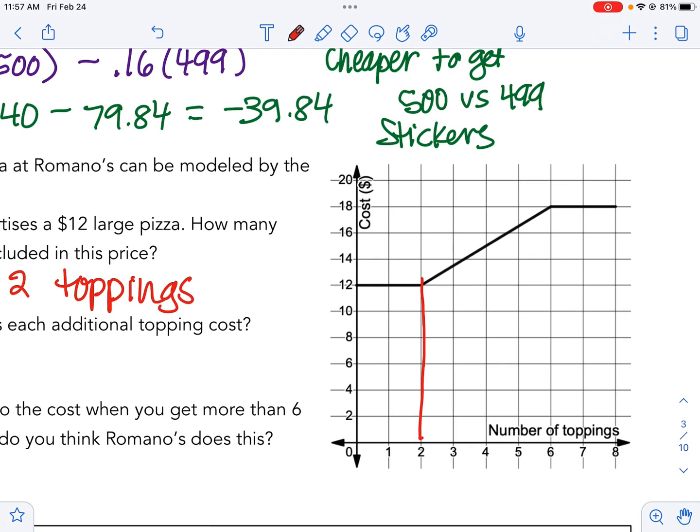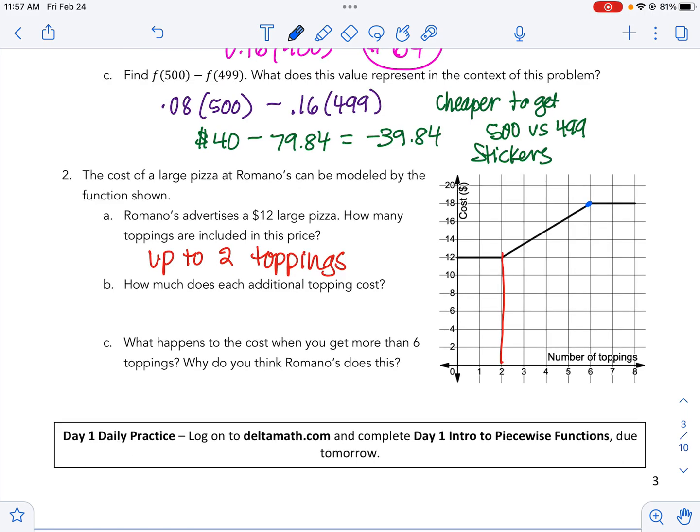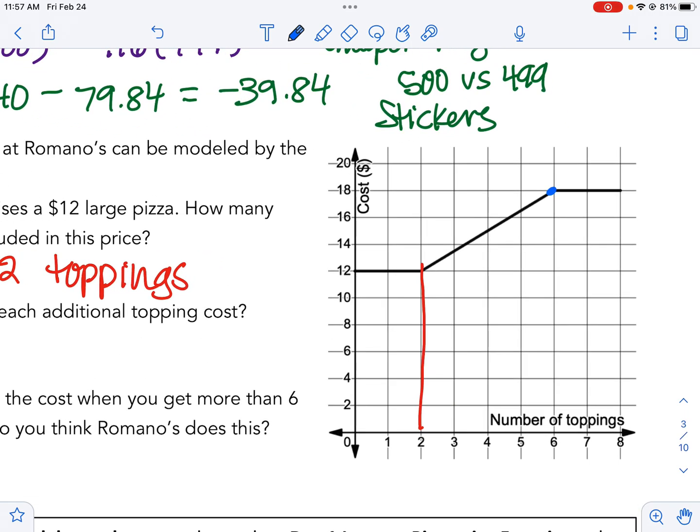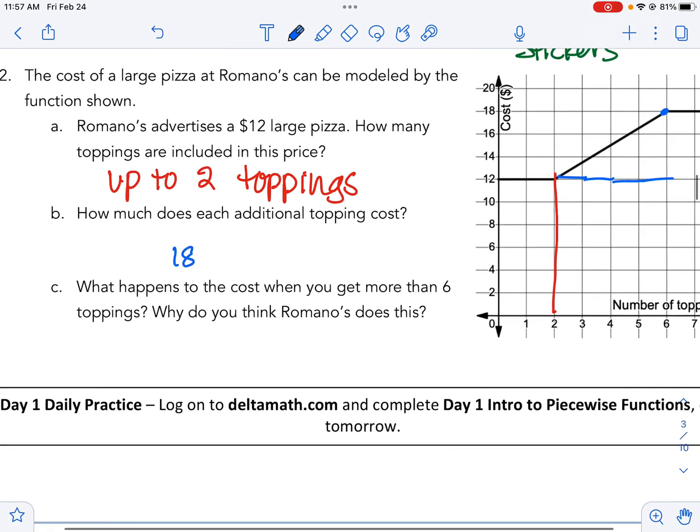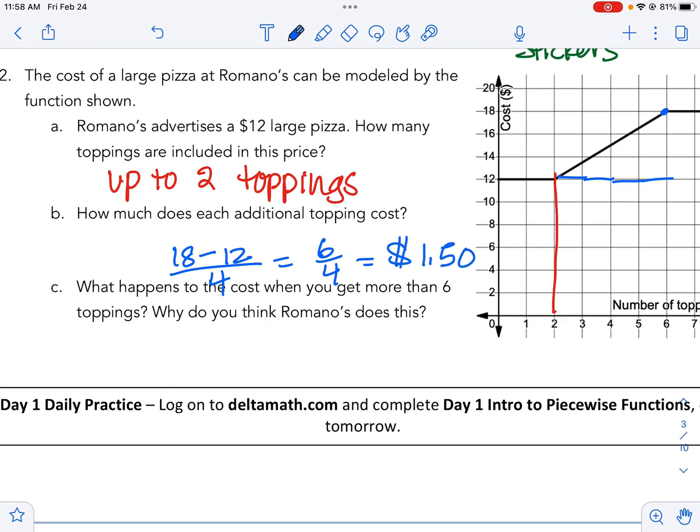Okay, so if we take a look at it, I'm not really sure about the in-between amounts, so we know that it's $18 when you have 6 toppings. So how many extra toppings is that? 1, 2, 3, 4. So I'm going to take 18 minus 12 and divide by 4. So that's 6 over 4, which is $1.50 more a topping.